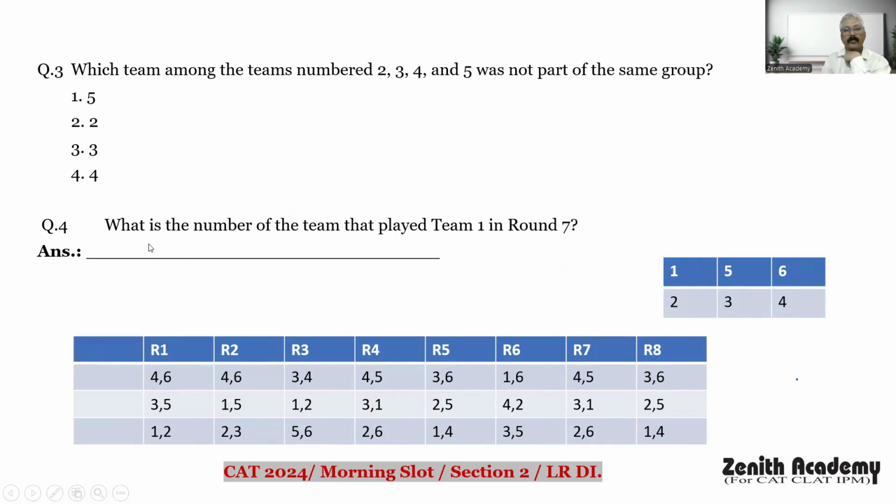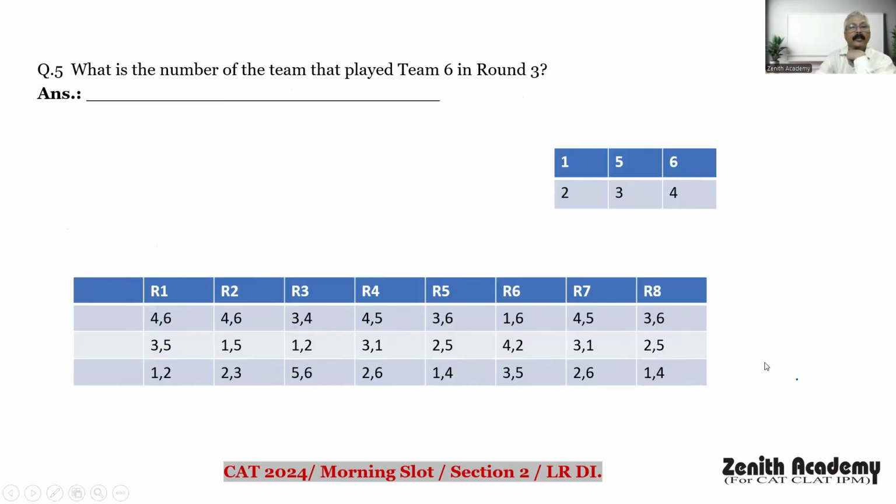Okay. Question number 4. What is the number of the team that played team 1 in round 7? Team 1 in round 7 with 3. Okay, this is your answer. And the last question. What is the number of teams that played team 6 in round 3? In round 3, team 6 with 5. Okay, so this way you can answer all the questions.